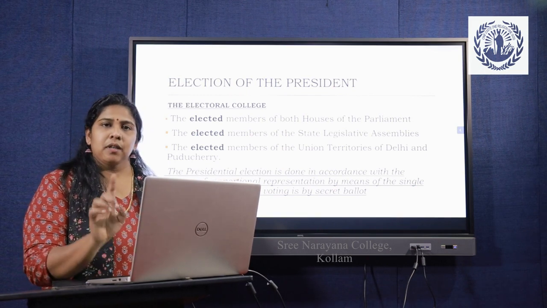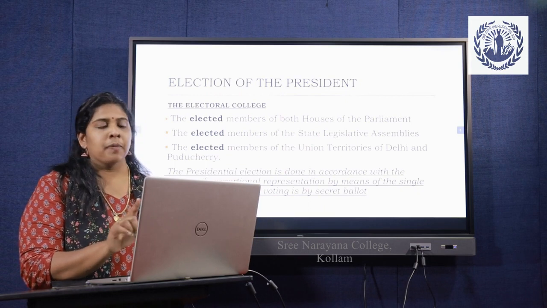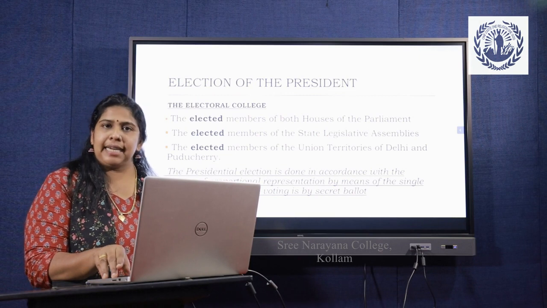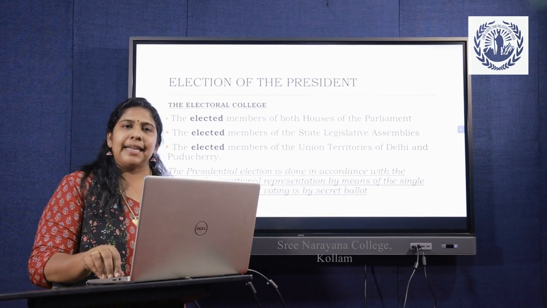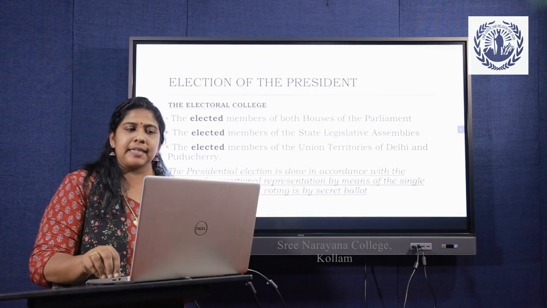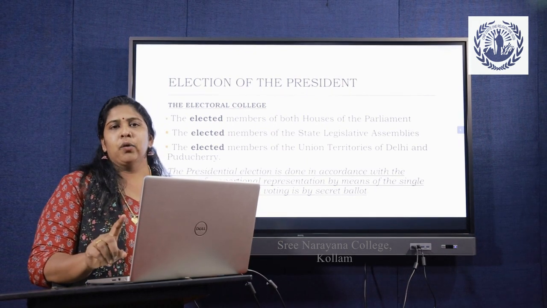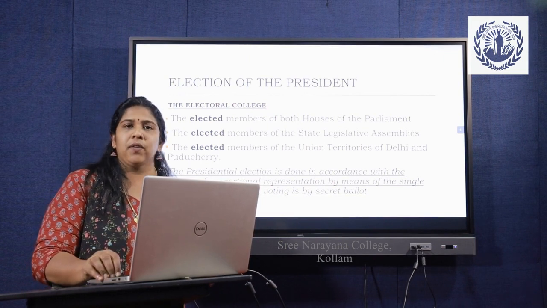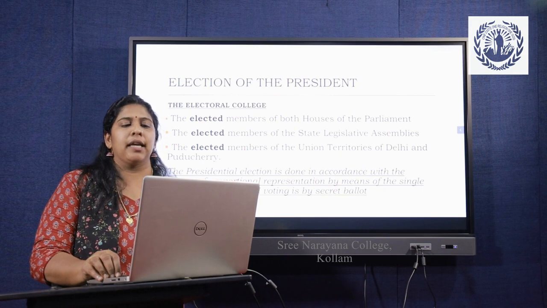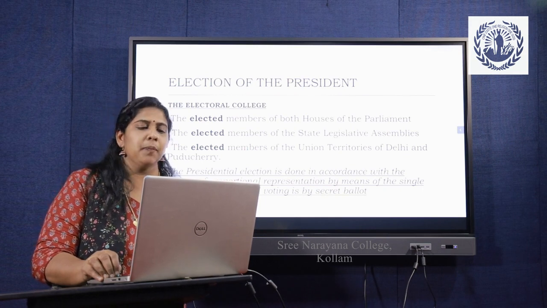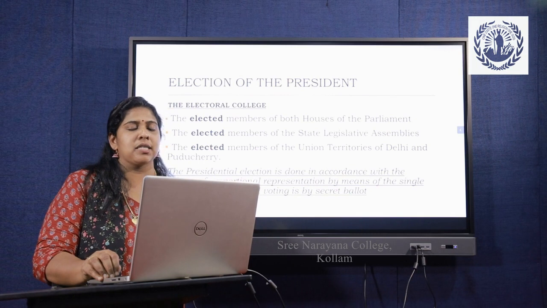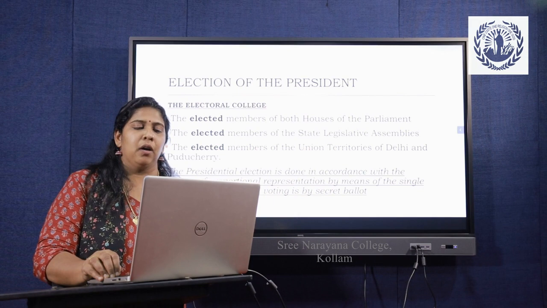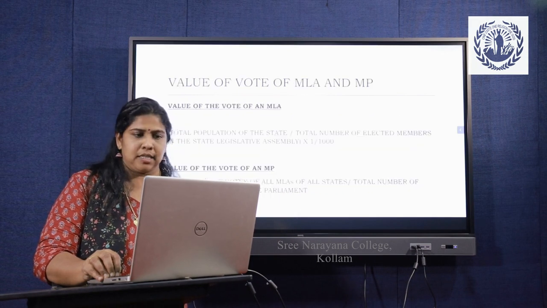Again, the elected members of both houses of the parliament, that is Lok Sabha and Rajya Sabha, the elected members of the state legislative assemblies, and the elected members of the union territories, that is Delhi and Puducherry. Among the union territories, only Delhi and Puducherry have state legislative assemblies. That is why we particularly mention Delhi and Puducherry. The presidential election is done in accordance with the system of proportional representation by means of the single transferable vote and by a secret ballot system.